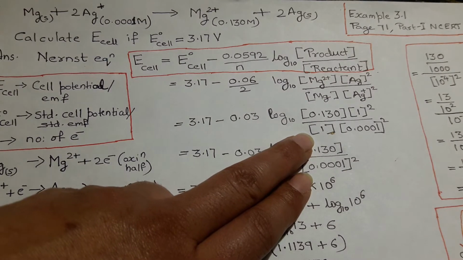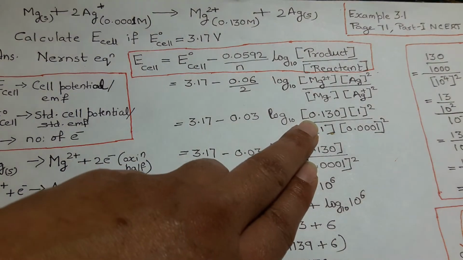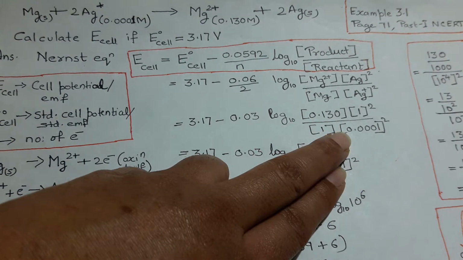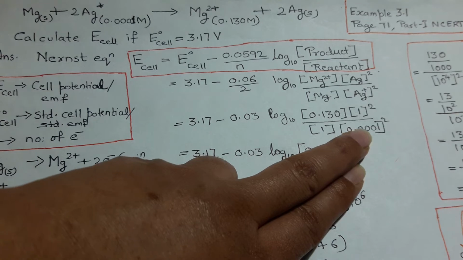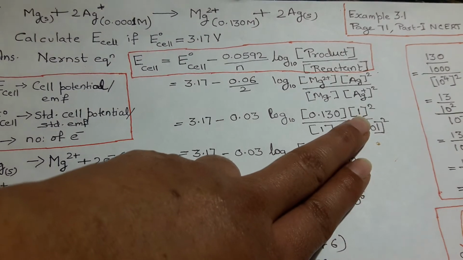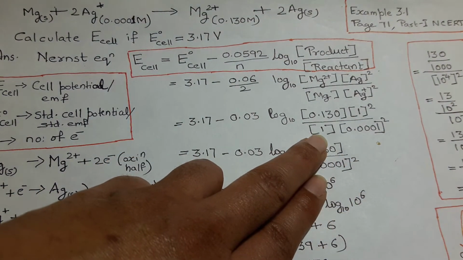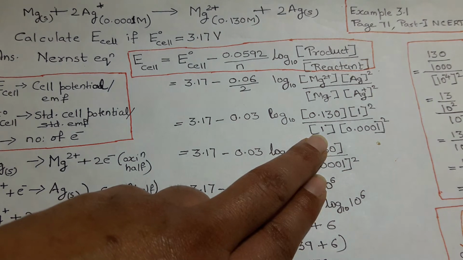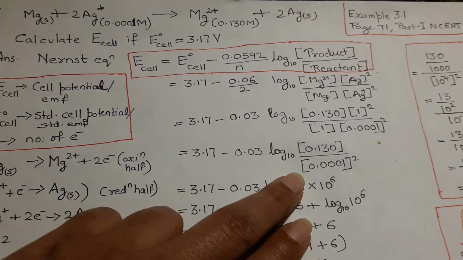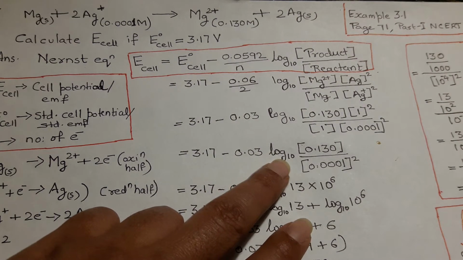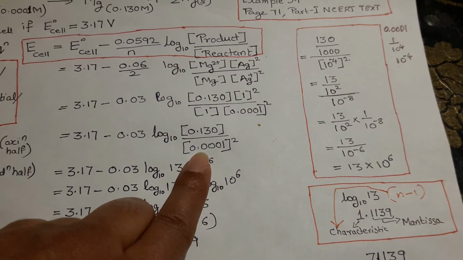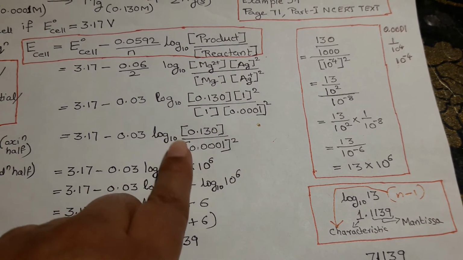The concentration of Mg2+ given is 0.130 and the concentration of Ag+ given is 0.0001. So we write the 2, and for the respective metals in their elemental form we take for granted the concentration as unity, or 1. So we get log to the base 10 of the concentration of product upon the concentration of reactant. Now let's solve this particular portion.